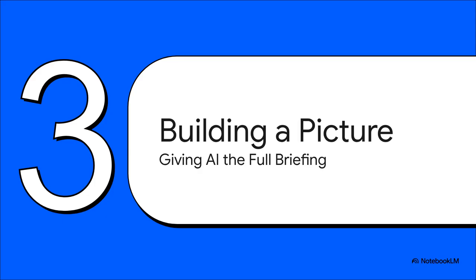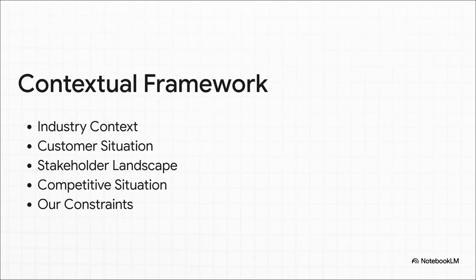Okay, once you've taught the AI how to think, you have to give it something good to think about. And that brings us to our next technique, building a complete picture. Think of it this way. You wouldn't just give a vague task to a senior colleague and expect amazing results, right? To get expert-level output, you've got to provide an expert-level briefing. This is the basic structure for that briefing. You're giving the AI the full landscape: the industry context, the specific customer situation, who all the stakeholders are, what the competitive situation looks like, and, this is a big one, your own constraints. When you organize the information this way, you allow the AI to connect dots you might not even see yourself.